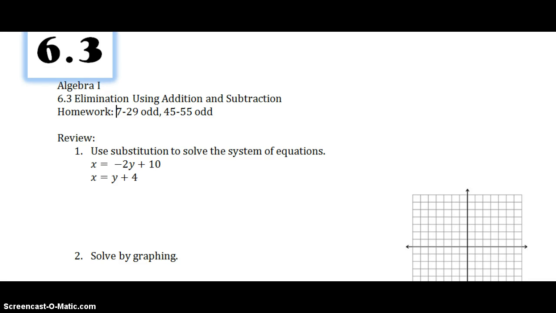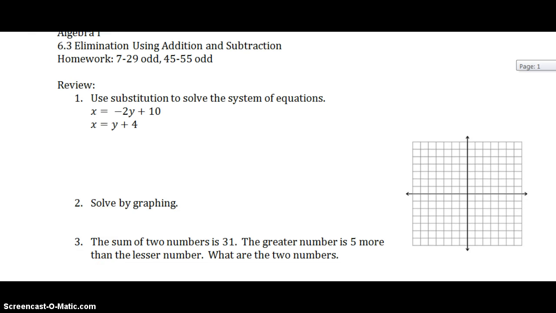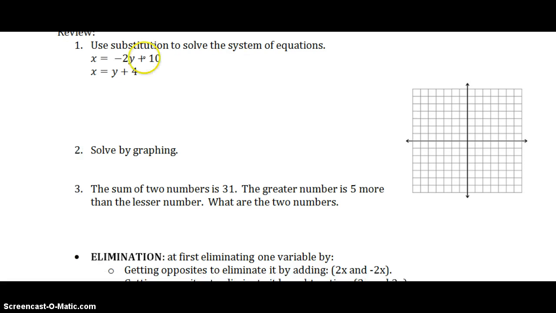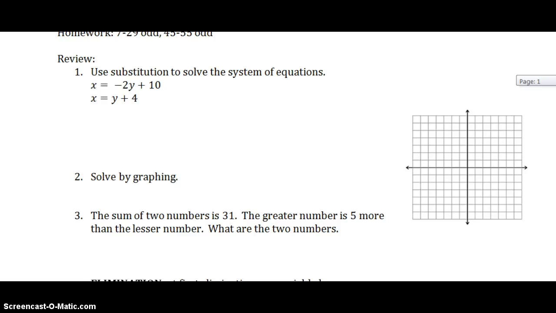Hello folks, we're going to start today's lesson working through our review together. First, this whole chapter so far has been solving systems of equations.